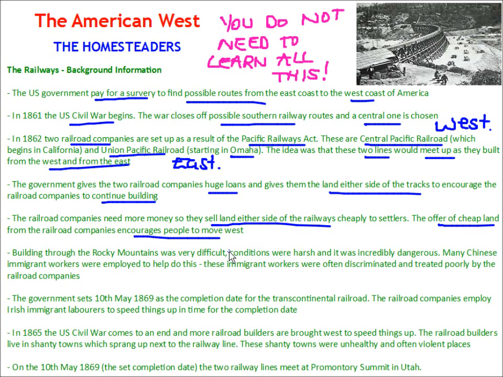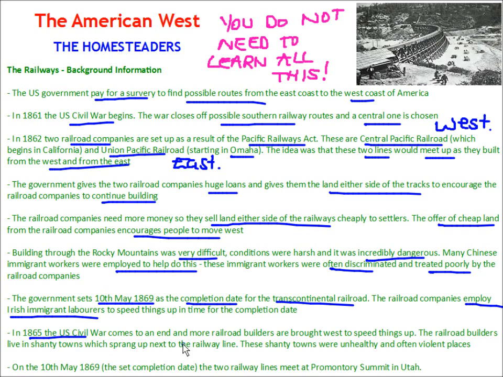Building through the Rocky Mountains was very difficult and conditions were harsh and incredibly dangerous, and many Chinese immigrant workers were employed to help build through the Rockies. These immigrant workers were often discriminated against and treated poorly by the railroad companies. The US government sets the 10th of May 1869 as the completion date for the Transcontinental Railroad, and the railroad companies employ Irish immigrant labourers to help speed things up in time for the completion date. In 1865 the US Civil War comes to an end and more railroad builders are brought west to speed things up, in time for the completion date of the 10th of May 1869.